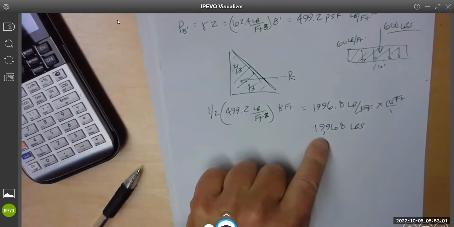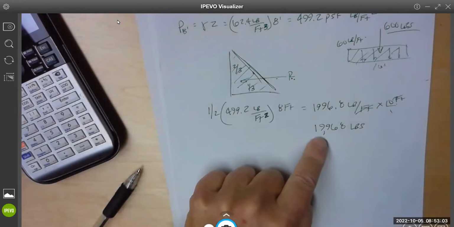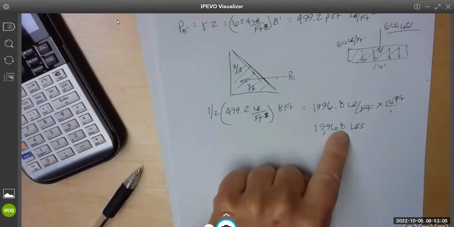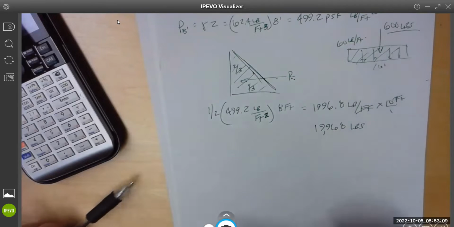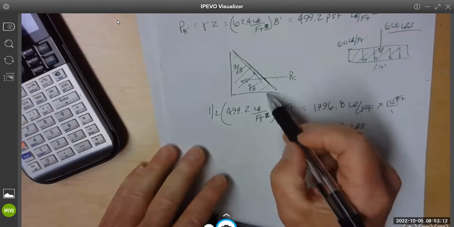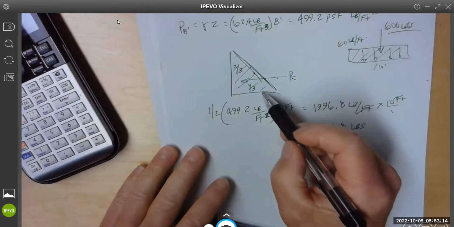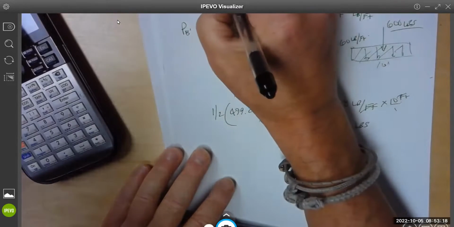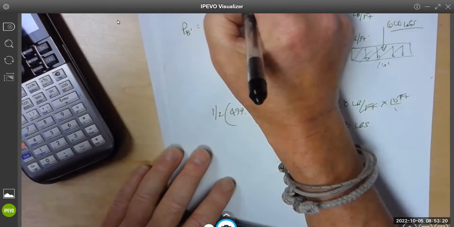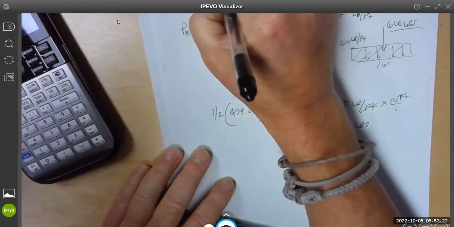So where is that applied? 19,968. 1/3 of the triangle and 5 feet over. Yeah, so it's down here at the 1/3 this depth from the bottom, or 2/3 from the top, however you want to do it. And then halfway over. So it's like, I don't know, right in here somewhere.